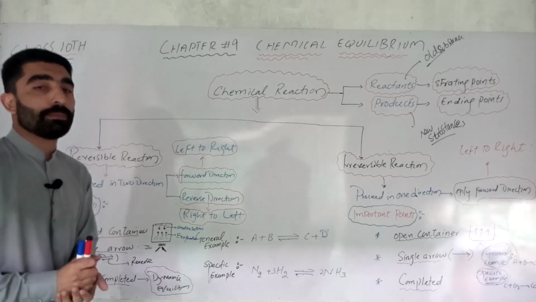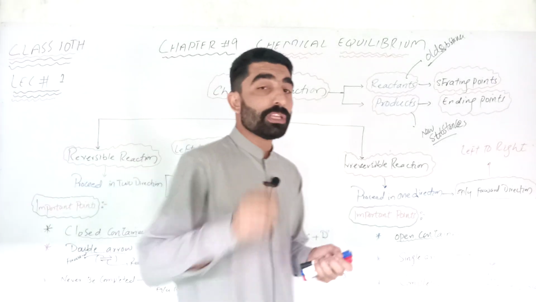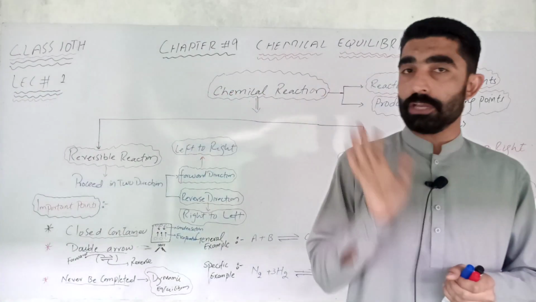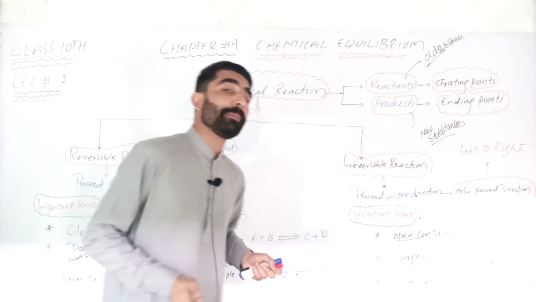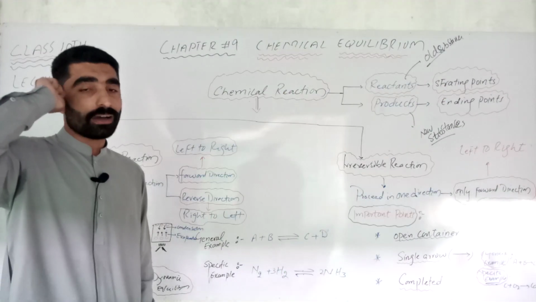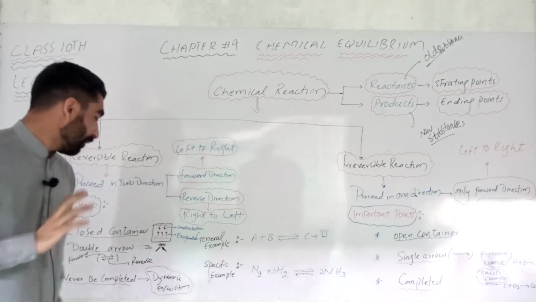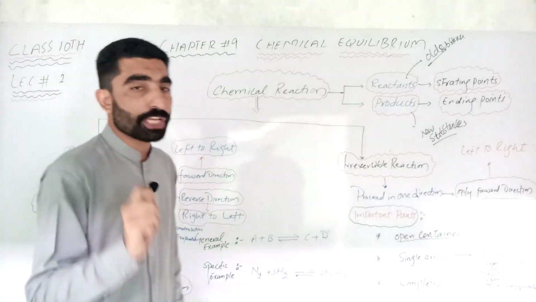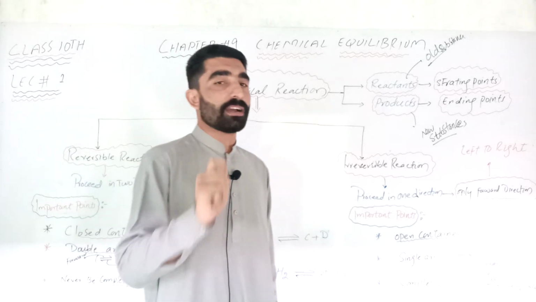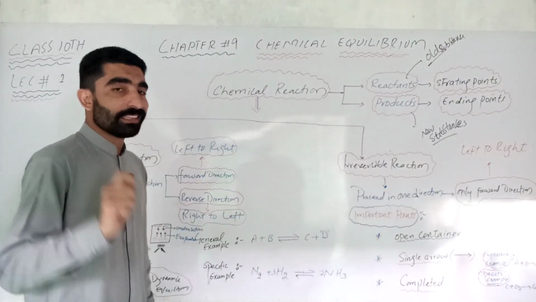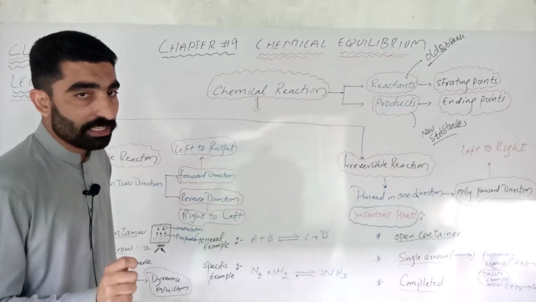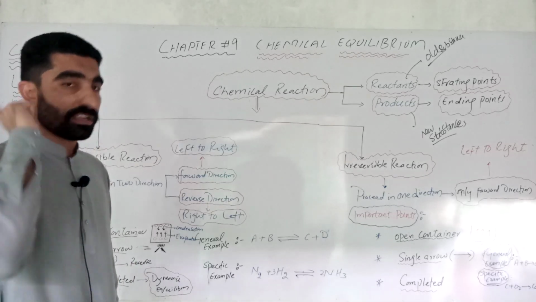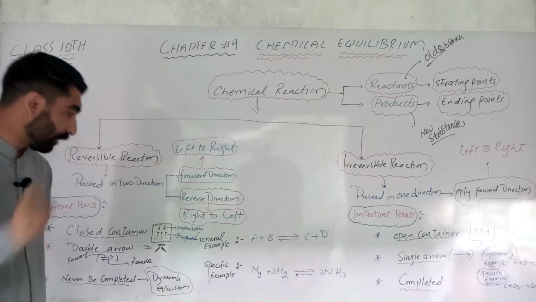Why can it not be completed? Because of the establishment of a dynamic equilibrium. What is dynamic equilibrium? Dynamic means motion, still continuous. Dynamic equilibrium is a process in which the rate of the forward reaction becomes equal to the rate of the reverse reaction, but the concentrations of reactant and product remain constant.